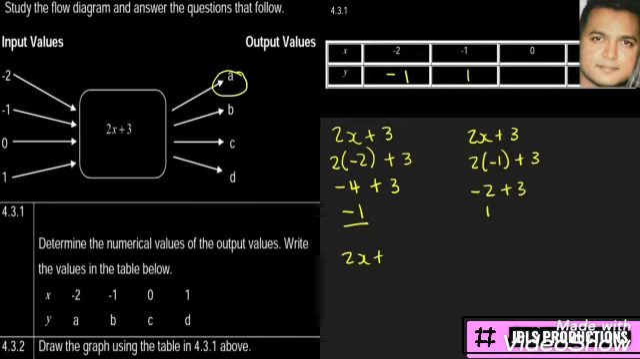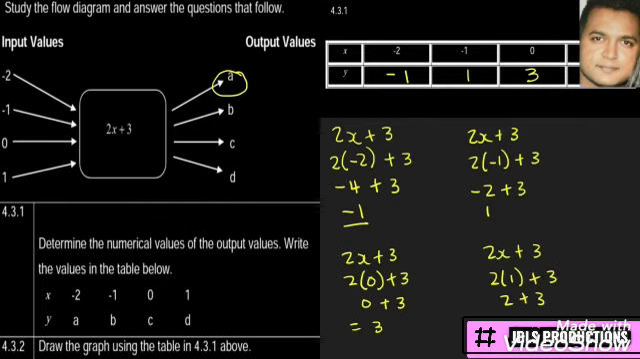2x plus 3, 2 into 0 plus 3, and that should give us 0 plus 3, and we get an answer of 3. Right, and then lastly, we get 2x plus 3, 2 into 1 plus 3, and that will give us 2 plus 3, and we get an answer of 5.